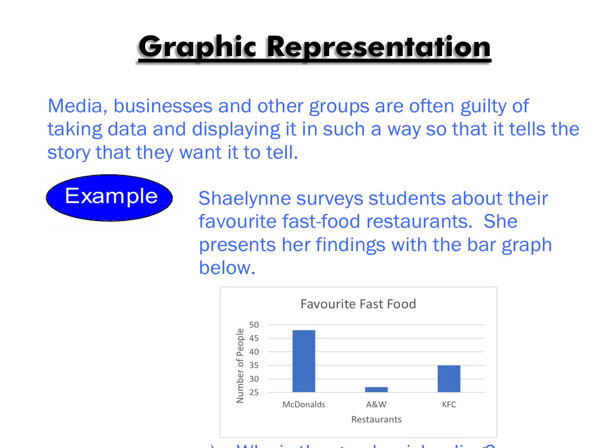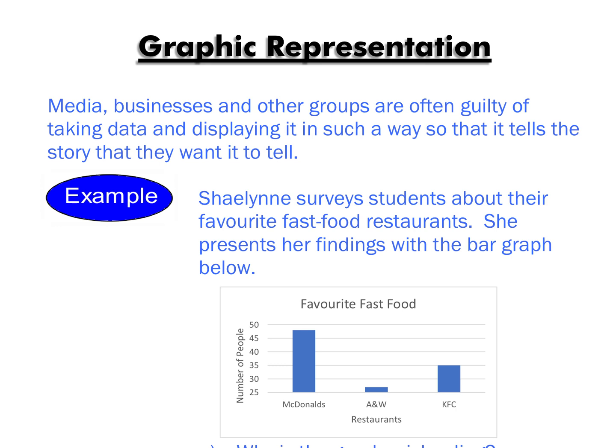Today's lesson is on graphic representation. Media, businesses, and other groups are often guilty of taking data and displaying it in such a way so that it tells the story that they want it to tell. So, example.